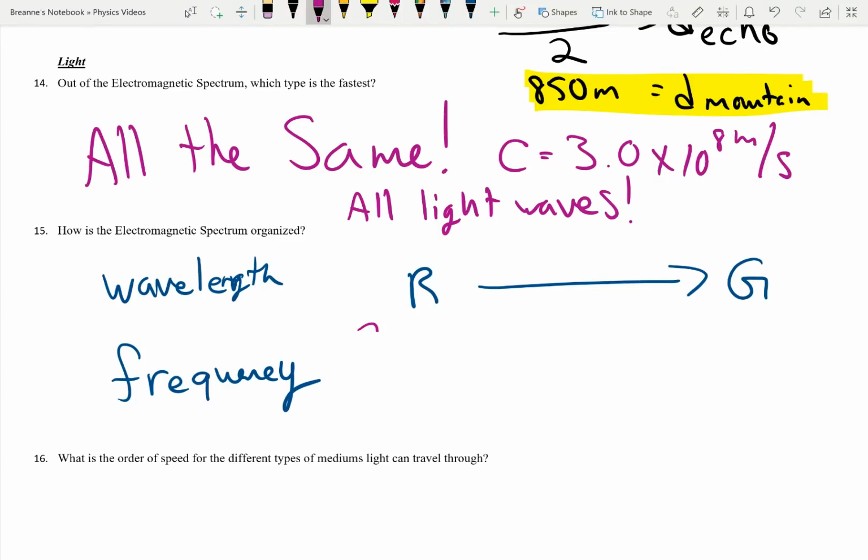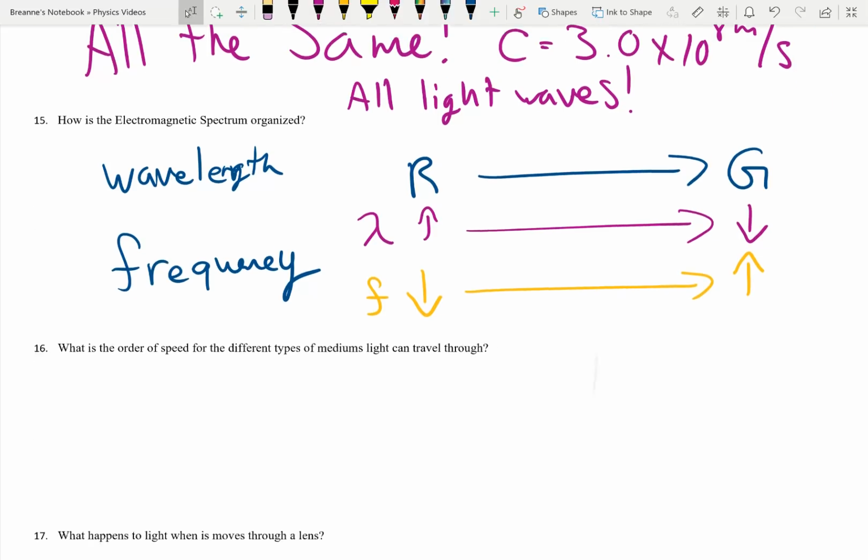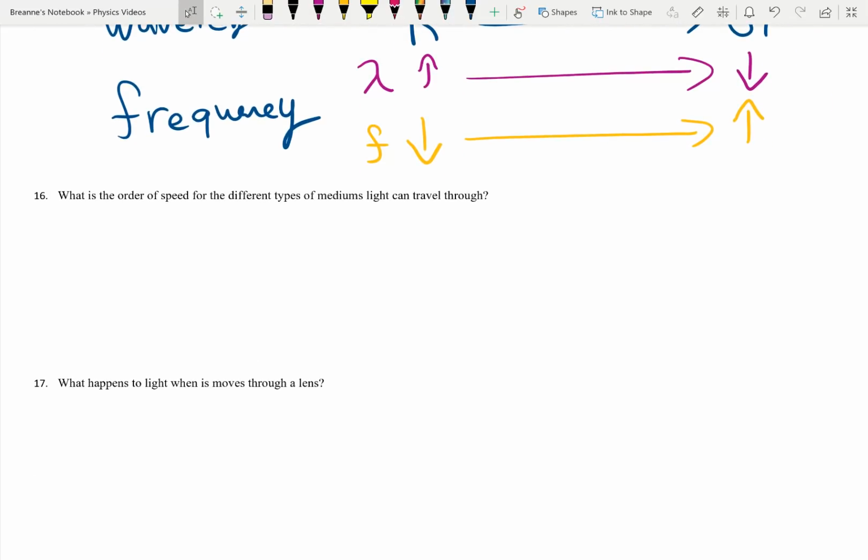So your wavelength goes from big to small. Your frequency goes from small to big. So that's kind of how it's organized. So 16. What is the order of speed for the different types of mediums light can travel through?